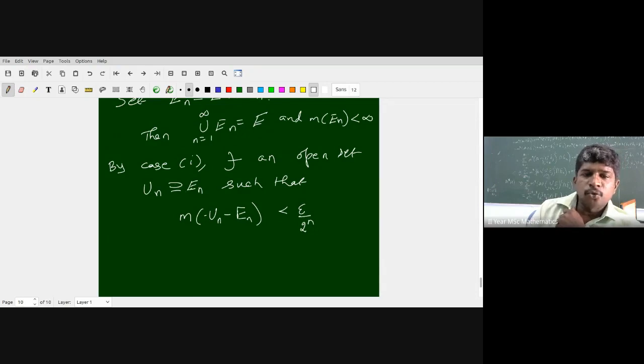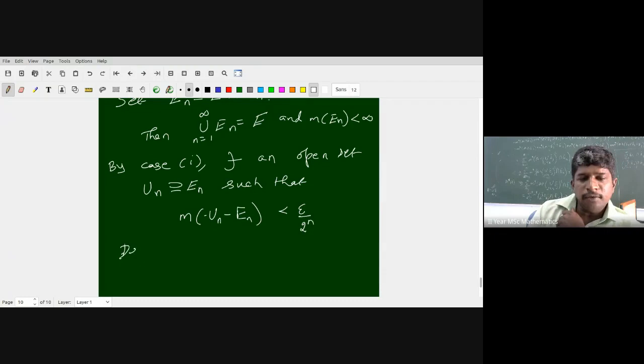So obviously, if you want E to be contained in an open set, then you have to take the union of all open sets. E is the union of En, right? All En are contained in Un. To contain E, we need to bring an open set, and that is the union of En.